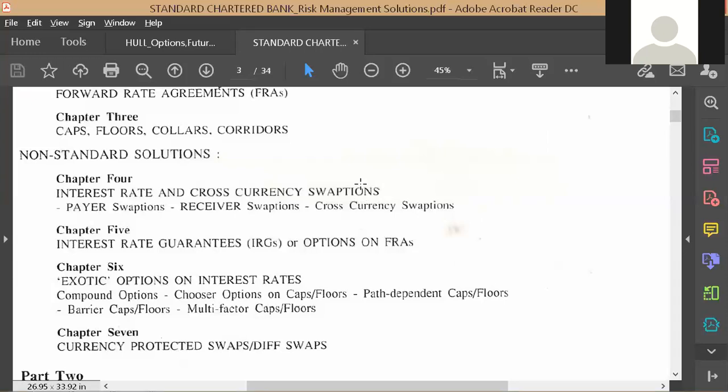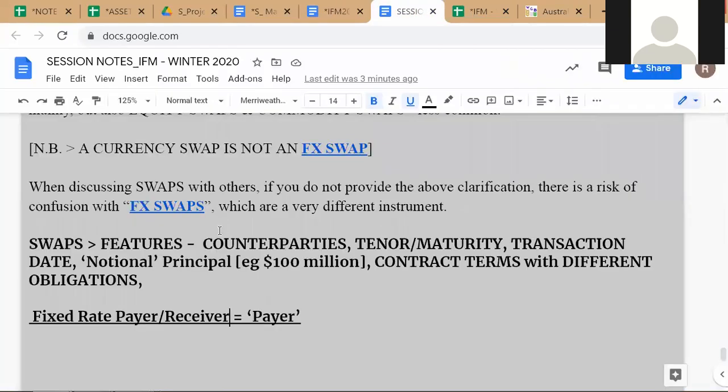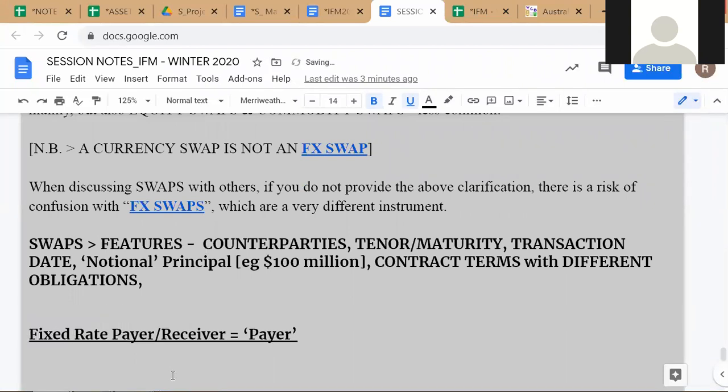Now you see this terminology: payer swaptions and receiver swaptions. This is terminology used in the market. What is the meaning of payer? Payer means fixed rate payer. Receiver means fixed rate receiver. In market jargon, the fixed rate payer or receiver is just referred to as payer or receiver, which means by default we are referring to the fixed rate.